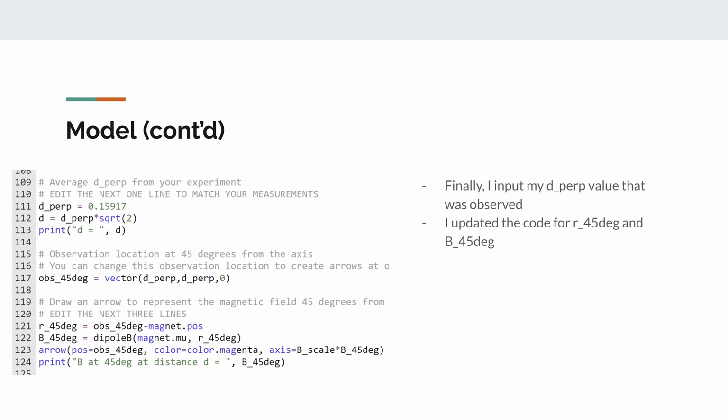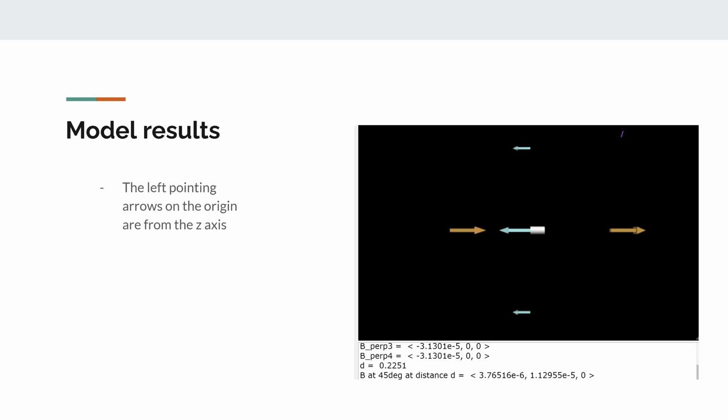So model results. This may look wrong at first because the blue arrow at the origin points to the left, but that blue arrow at the origin is the arrow in the z-axis, so it's actually accurate. And you can see the purple arrow on the top right, which is the 45-degree angle experiment.